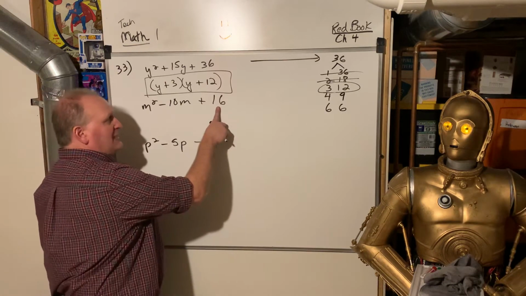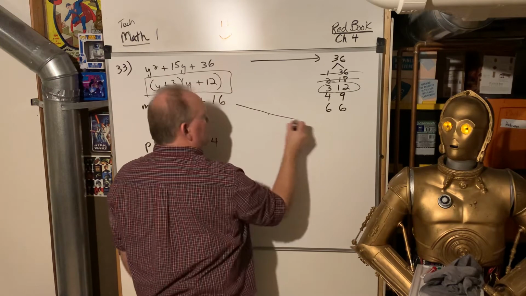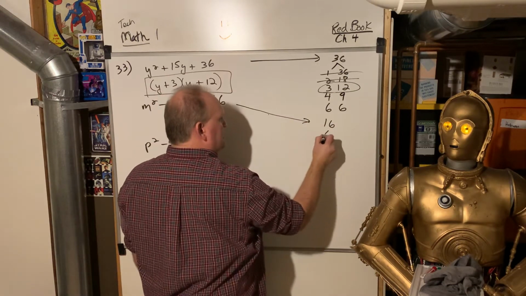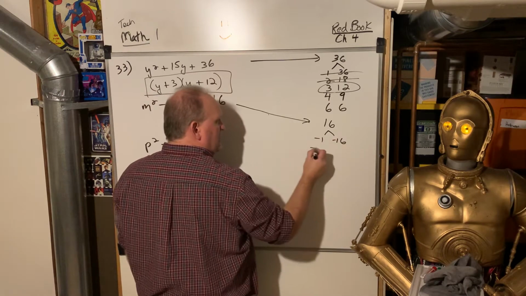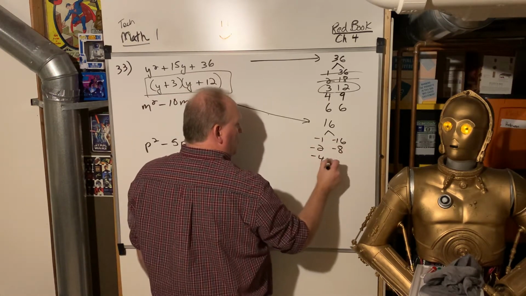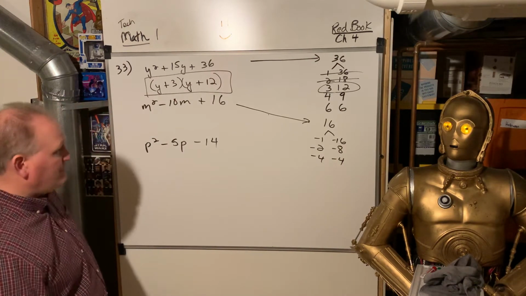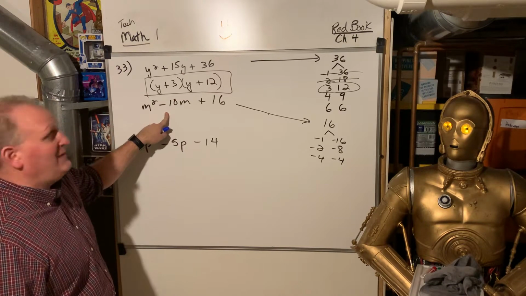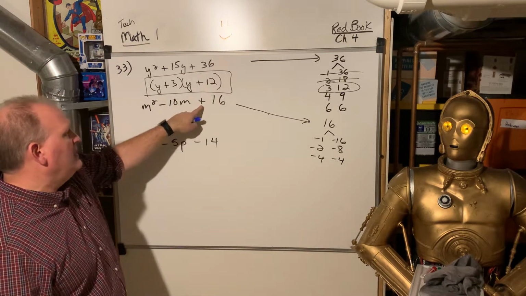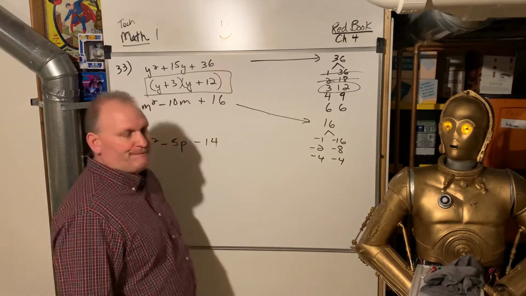Multiplies to be positive 16, but somehow adds up to be a negative 10. Well, now our suspect list is going to be kind of weird for 16 because it's got to be a negative times a negative. Negative 1, negative 16. Negative 2, negative 8. Negative 4, negative 4. Everything that multiplies to be 16 but could possibly add up to be a negative. So that's why they both had to be negative. Whenever basically you have a minus and a plus, it's going to be both negatives like that.